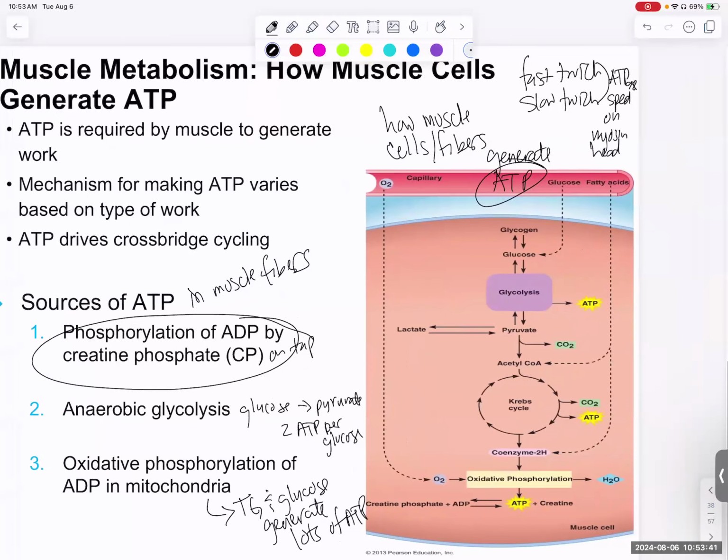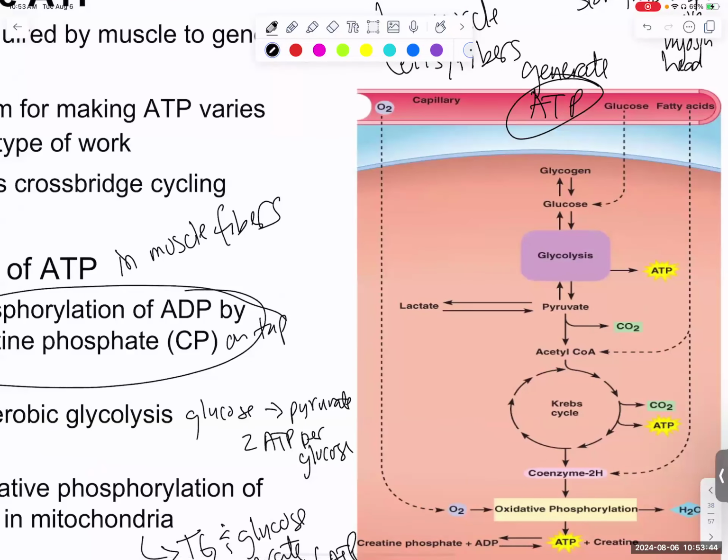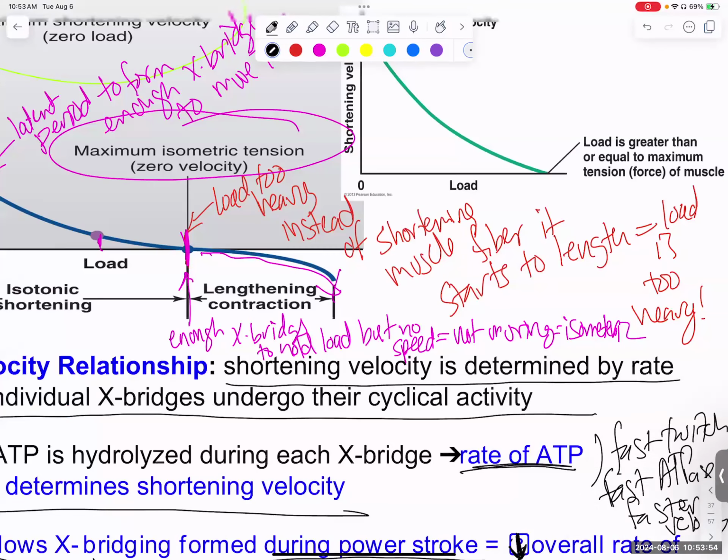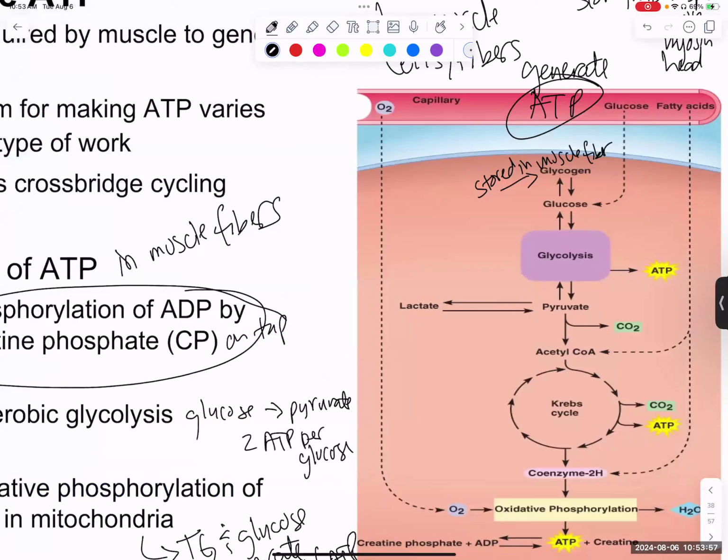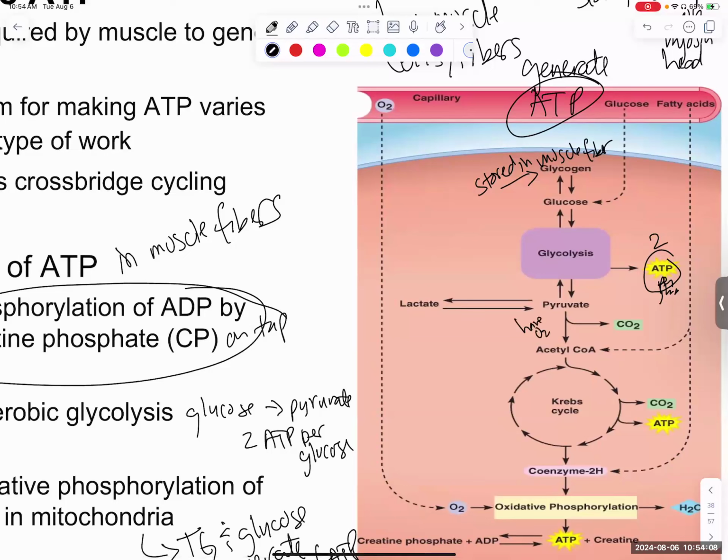And so if we look at this, we have stored glycogen in muscle fibers, and that can be turned into glucose. And we can get 2 ATP per glucose. If we have oxygen, then we can go Krebs cycle, electron transport chain, oxidative phosphorylation, and make a lot of ATP.